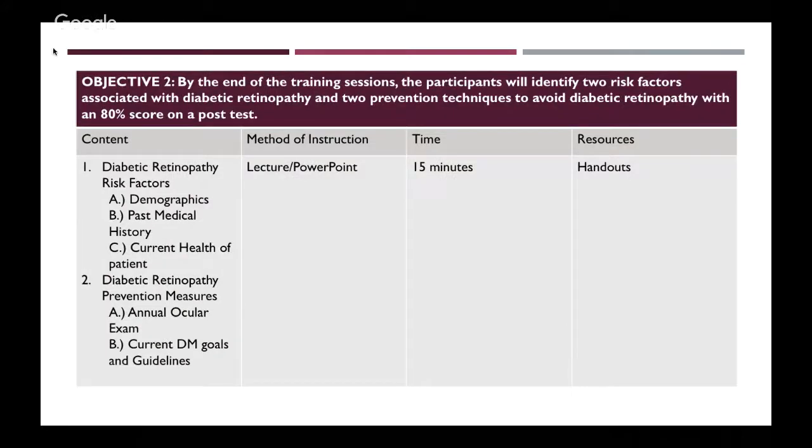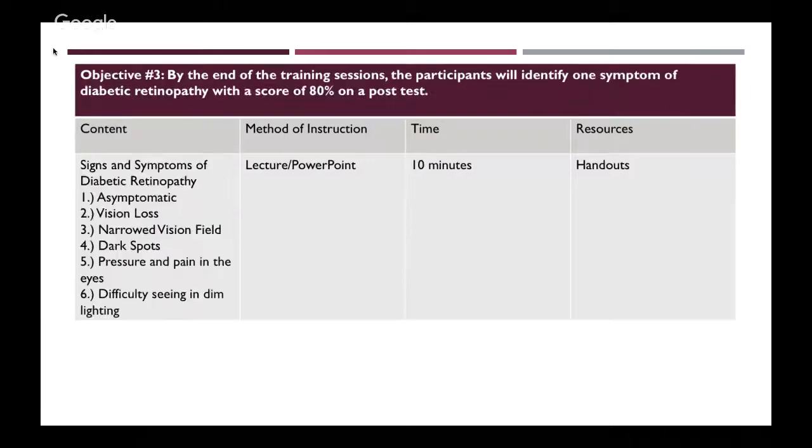The second objective will be looking at identifying risk factors associated with diabetic retinopathy as well as prevention measures. This again will be a lecture and a PowerPoint, and the resources used for this will be handouts. The third objective will be looking at signs and symptoms of diabetic retinopathy. Again, this will be a continued PowerPoint lecture format, and the resources will be handouts.